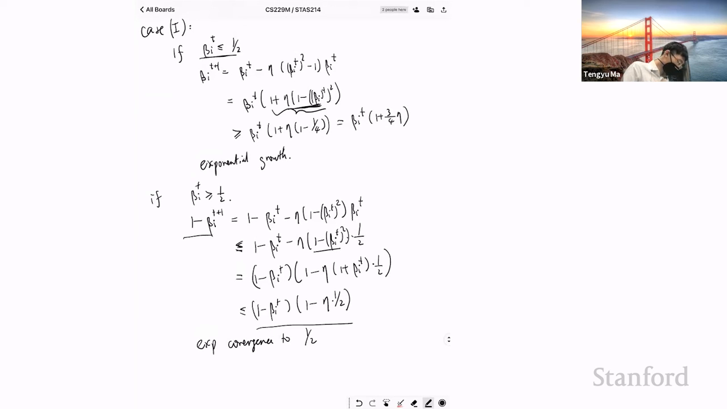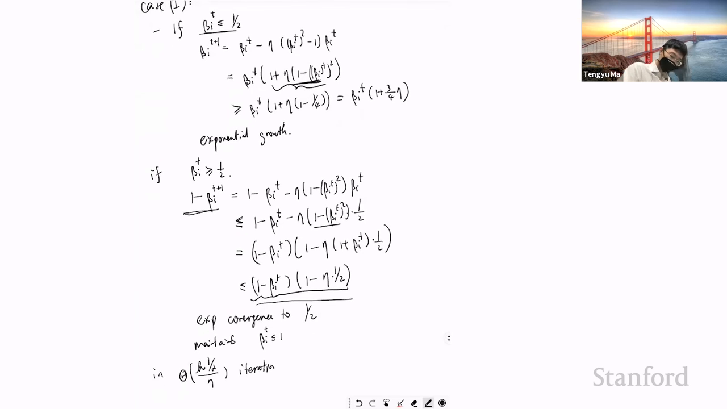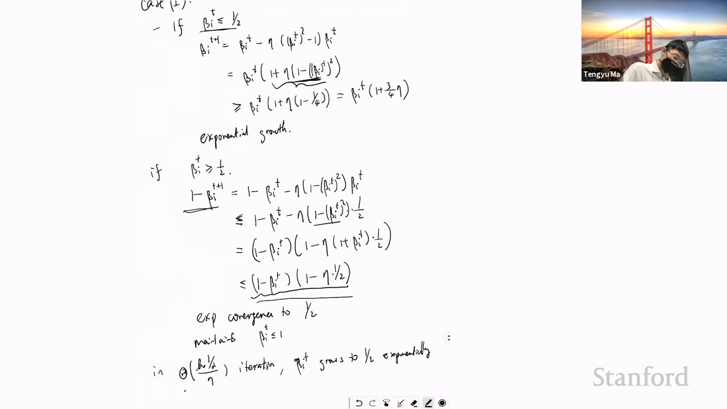If you combine these 2 regimes, you can also see that this maintains beta_i less than 1, because if before you are less than 1, later you are also less than 1. So if you summarize it, in log(1/alpha)/eta iterations you are in the first regime: beta_i(t) grows to a half exponentially fast. You only need this number of iterations because you initially start at alpha and you want to grow to a half. Technically you also have a 2 here if you want.